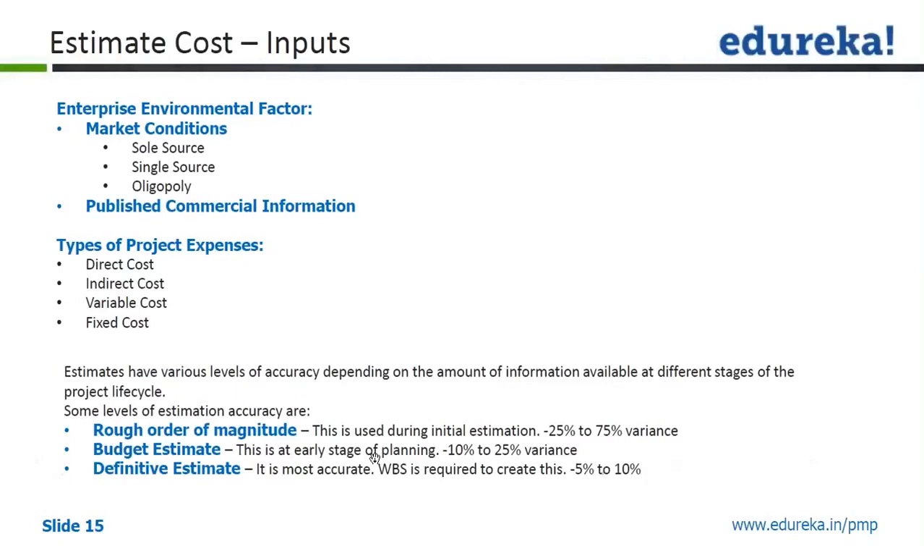Then enterprise environmental factors. We have sole source, single source, then oligopoly. Oligopoly is where a few sellers are there, so they can form a cartel and increase the rates to such an extent that it becomes very difficult for you to get competitive prices. So essentially they can act against competition. Those conditions will impact your project cost. Then published commercial information like labor rates, material rates, equipment renting rates and so on.